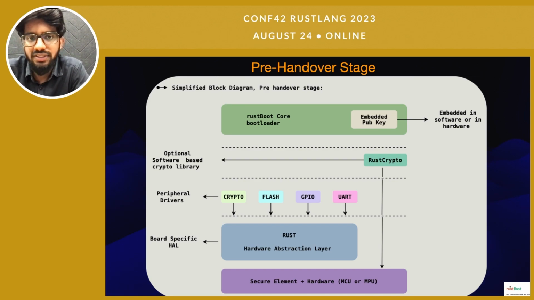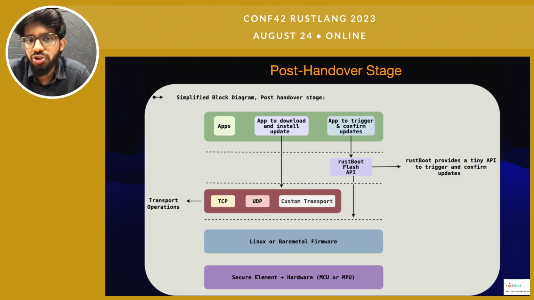This is basically a pre-handover stage where Rustboot will have complete control. Okay. Then we have our post-handover stage where your application will have control over it. So secure element hardware is here, Linux or bare metal. So bare metal firmware is here. You have your networking stack available here, and there are some Rustboot APIs. So now the control has gone to your firmware, but there are some APIs using which you can talk to your bootloader. Okay, Rustboot provides a tiny API to trigger and confirm updates.